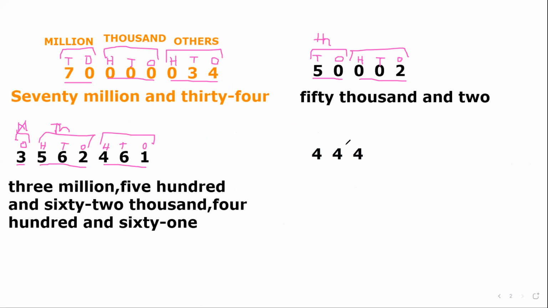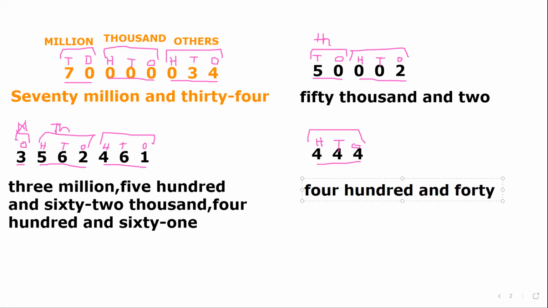Good. We have the ones, tens, and hundred. This one belongs to others. This time we don't have thousand and million. So under the others, we have the 444. Okay, 444. So you write 444. Good.